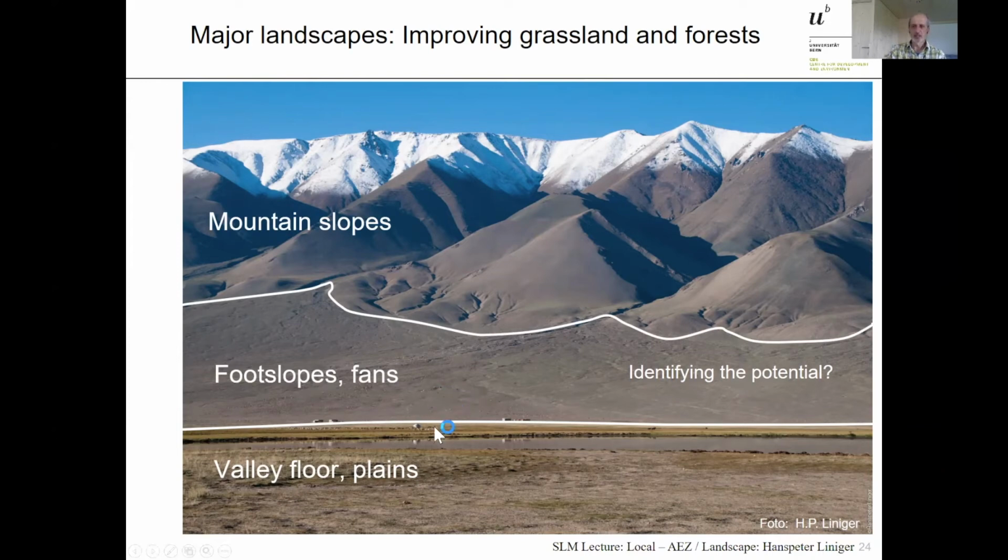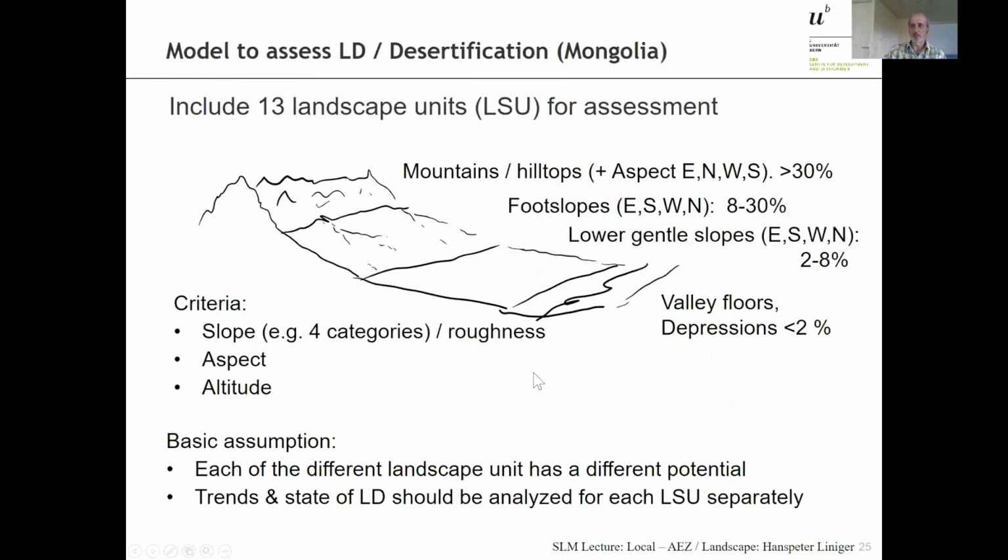So this was the first step that we needed. We had to differentiate these different landscape units here and treat them differently, slopes and aspects. Okay. So, identifying the potential, if you want to know what it is, it depends very much on the landscape. Once separated, it looks much easier than before.